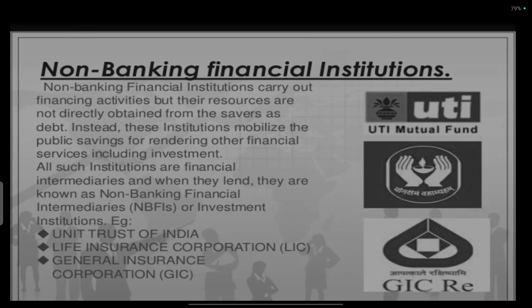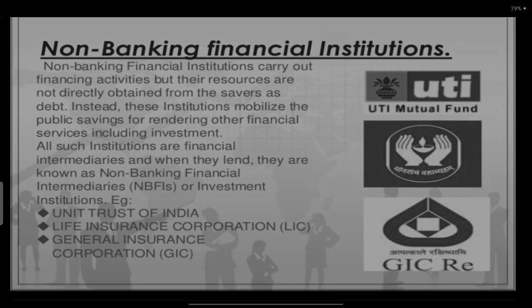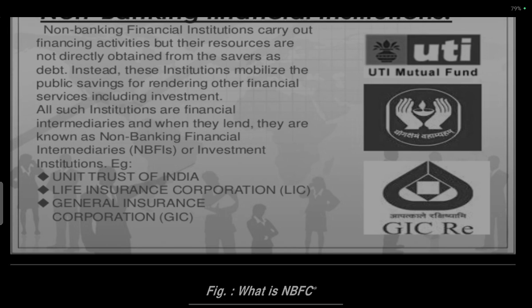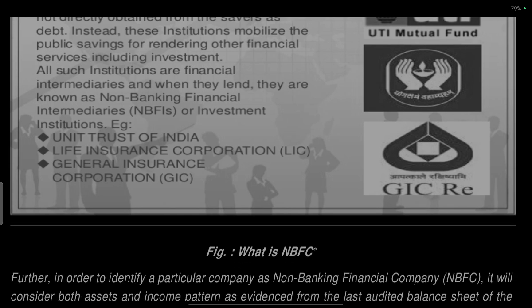Non-banking financial institutions carry out financing activity, but the resources are not directly obtained from savers. Instead, these institutions mobilize public savings for channeling into other financial services like investment. All such institutions, acting as financial intermediaries, are known as non-banking financial intermediaries, such as investment and insurance firms, Unit Trust of India, Life Insurance Corporation, and General Insurance Corporation.